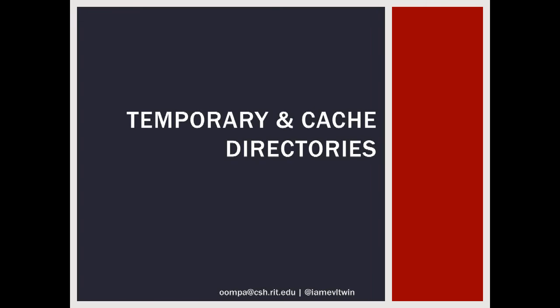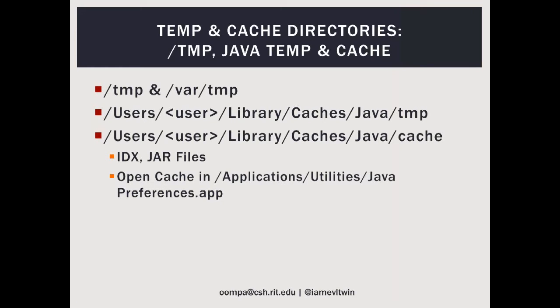So, temporary and cache directories. If the user is browsing using the Safari browser and maybe they get sucked into drive-by downloads or Java applets that want to run, a lot of that data will be stored in temporary directories, /temp and /var/temp, as well as Java directories if it's Java specific. Under the user directory, there are a couple of locations where you can find this data: Java/temp and Java/cache. The cache is probably the most important because it's going to store the IDX and the jar files. And we can look at these files a little bit further.